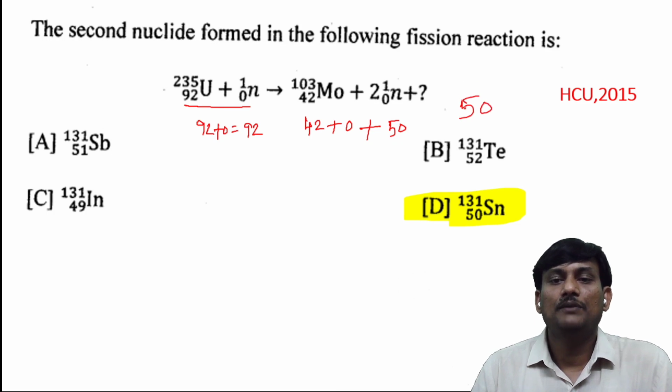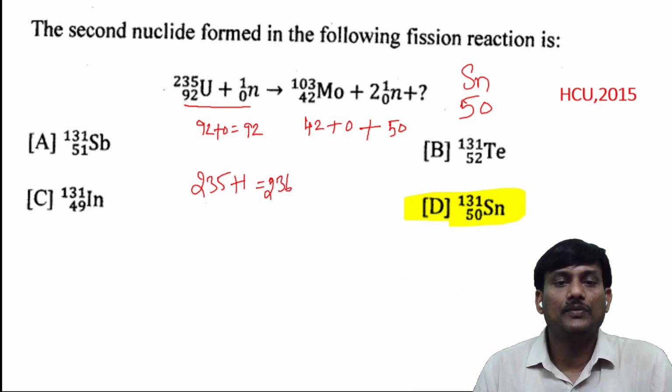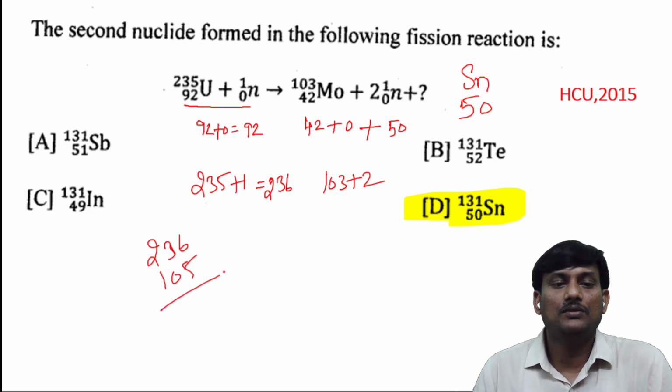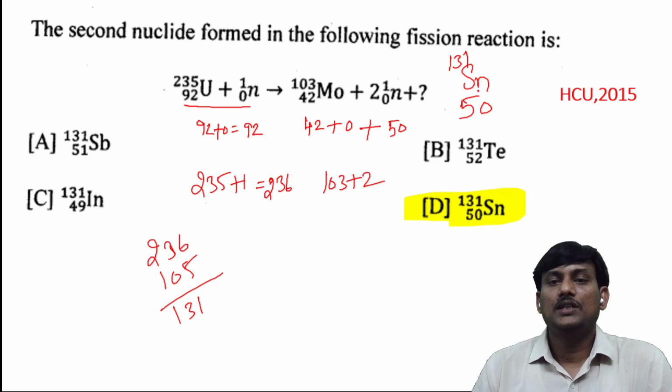Let's take 50. We know the element 50 is tin. So next atomic mass, 235 plus 1 is 236. Right side we have 103 plus 2, 105. So when you balance atomic mass, so 105, you will get 131. So what is the correct option? Tin 50, 131. D is the correct option.